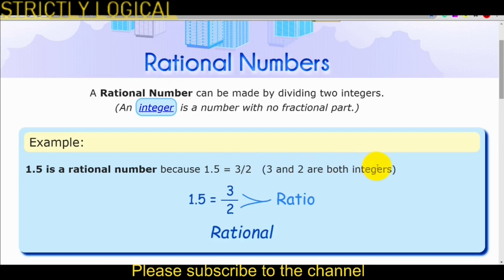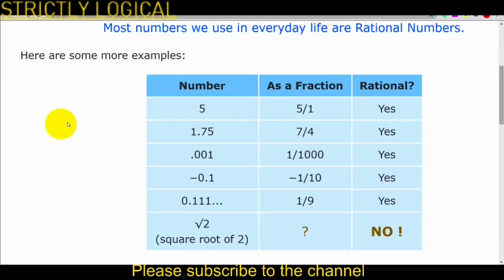3 and 2 are both integers, so we can write 1.5 as 3 by 2, which is p by q form. It is also known as a ratio. Actually, the word rational originated from the word ratio. So as 1.5 can be written in the form of p by q, that's why 1.5 is a rational number. Let's see some more examples.